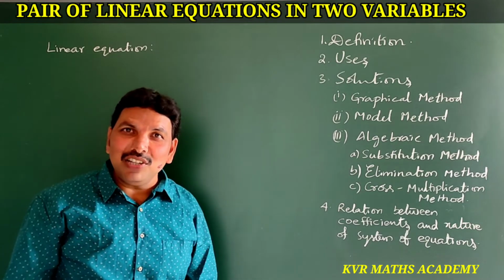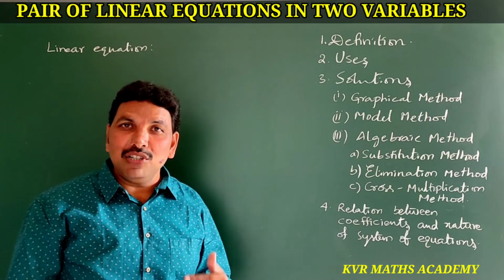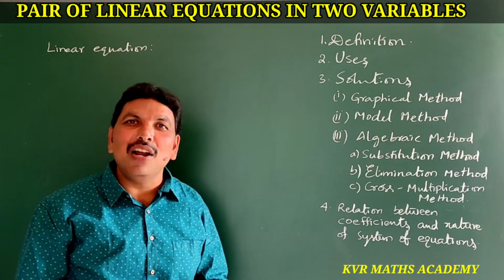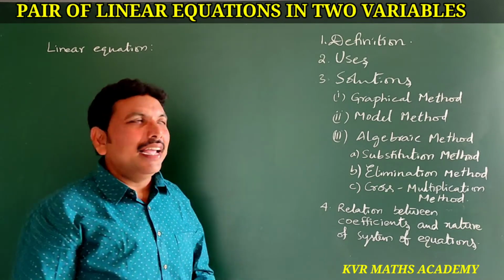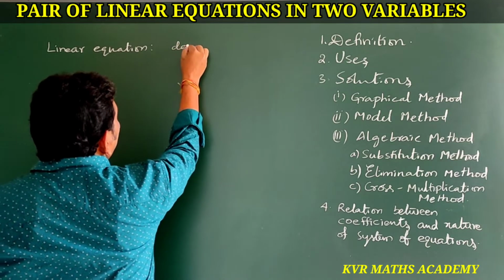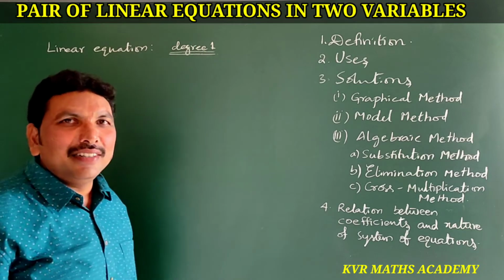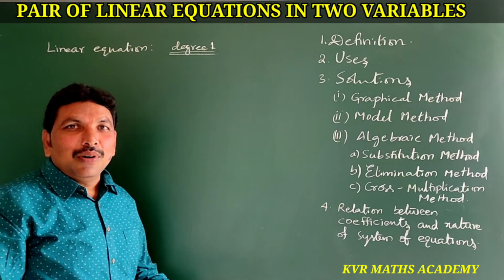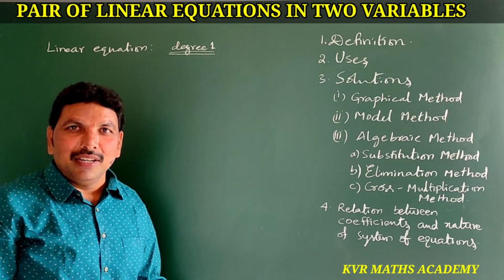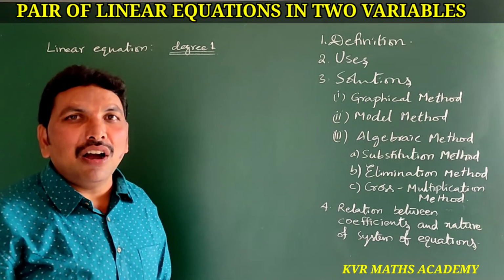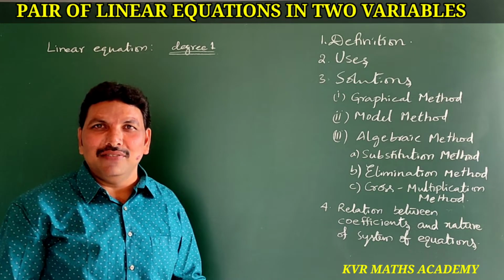An equation which has the highest power 1 is called a linear equation, or simply an equation with degree 1. So in this linear equation, one variable, two variables, three variables are there. An equation consisting of highest power 1, or simply degree 1, is called a linear equation.